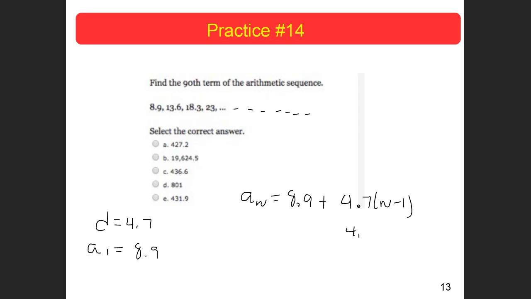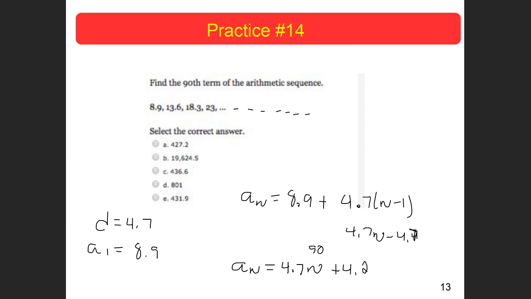So this is going to be 4.7n minus 4.7. So a sub n is equal to 4.7n, and then 8.9 minus 4.7 looks like this is 4.2. Okay. So now if I wanted to come up with the 90th term, I just put 90 in here.